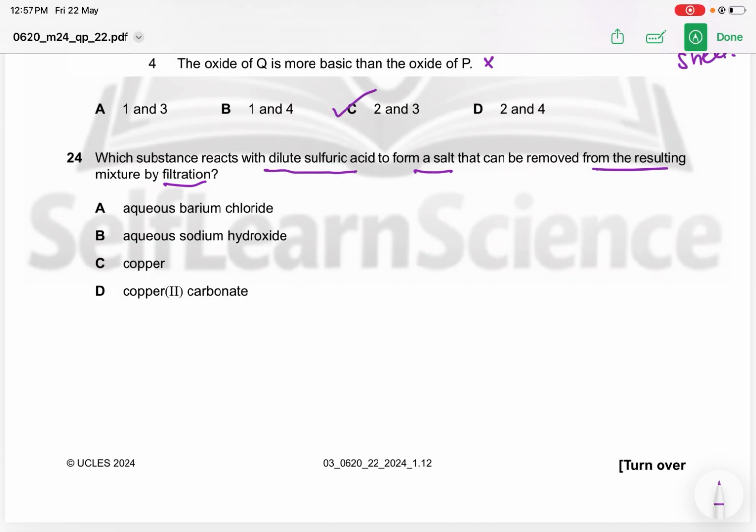Now, with the help of filtration, if we want to remove that, okay, so first is barium chloride. You will have to remember the solubility. Sodium hydroxide is soluble, it's an alkali, okay, it's a soluble base, so that we cannot remove by filtration. Next is copper. Copper is a metal, okay, again it is not a salt. Then we have copper carbonate. Copper carbonate is again a base and not a salt here, okay. So the only option remaining is barium chloride.